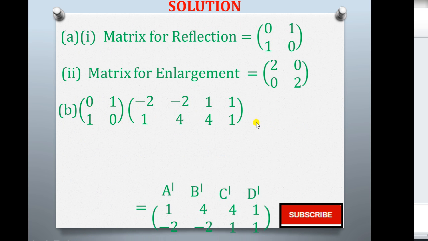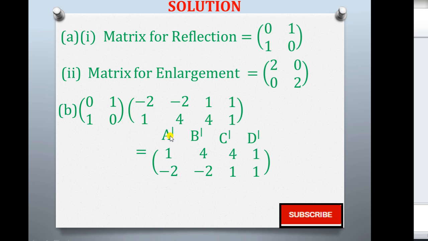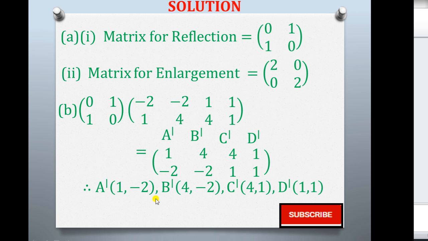Until you finish up. And when you finish, you will come up with A prime being 1, negative 2, B prime being 4, negative 2, C prime being 4, 1, and D prime being 1, 1. So how do you conclude? You automatically have to conclude in terms of coordinates. So you say A prime is 1, negative 2, B prime is 4, negative 2, C prime is 4, 1, and D prime is 1, 1. So that answers part B, Roman 1.